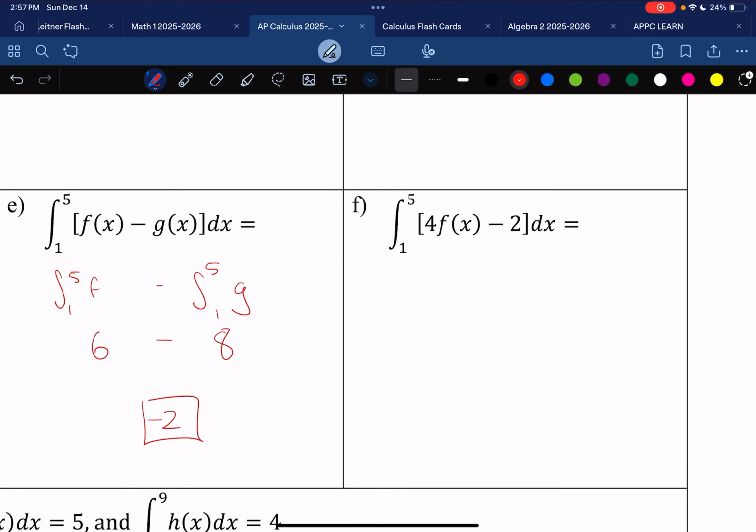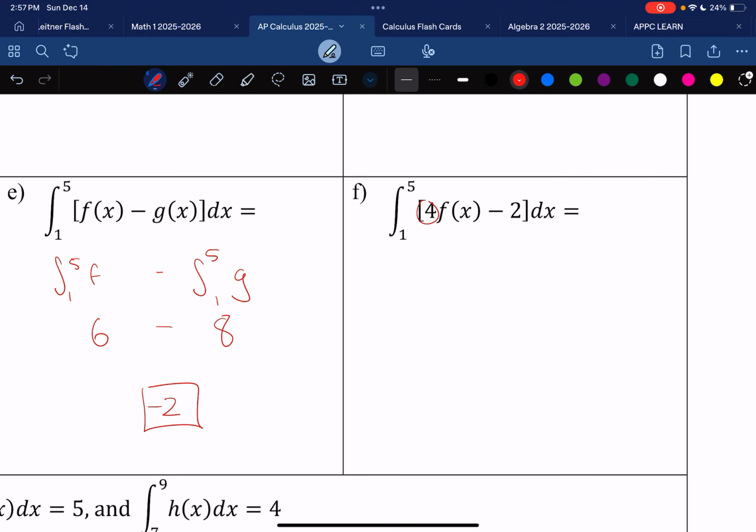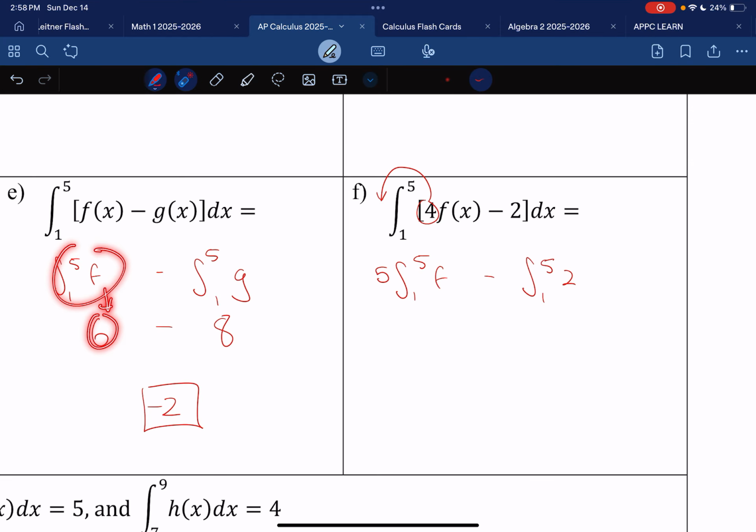What about this one? Ooh, this one is just using a few different properties at the same time. So the 4 is going to come live out in front, and this is going to be really 5 times the integral between 1 and 5 of f minus the integral between 1 and 5 of 2. And this one is pretty easy because we know that the integral between 1 and 5 of f, that's right there, we got 6. So I know this is going to be 5 times 6, and 5 times 6 is 30.